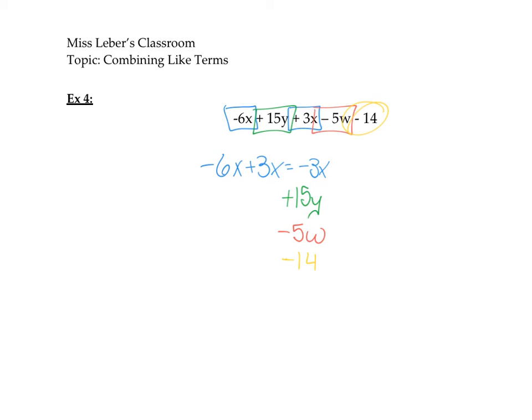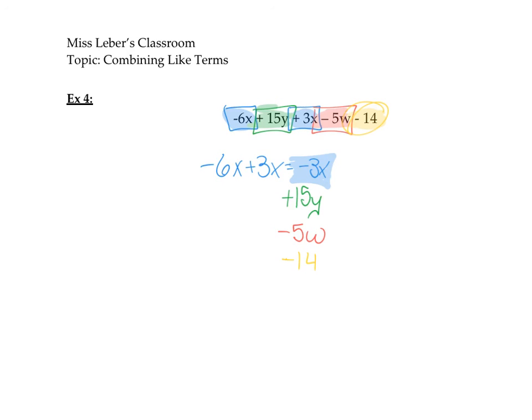So there we go. There's the simplified version. But if you take a look, it's a little different than the ones we had already done because there was only one set of like terms to combine. I have my minus 6x and my plus 3x combining to get me that minus 3x. But then I had my plus 15y and my minus 5w. Those aren't like terms. They don't have the same variable, so they can't be combined. And then my constant of minus 14, remembering to keep those signs to the left.